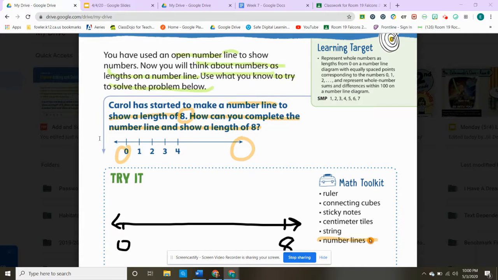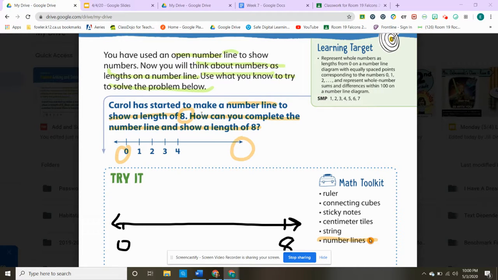So let's look at this try it problem. And remember, try it just means we're going to use what we know and we're going to do our very best job. So let's read the problem. It says Carol has started to make a number line to show the length of 8. Well, here's her number line, and I circled 8. How can you complete the number line to show a length of 8?